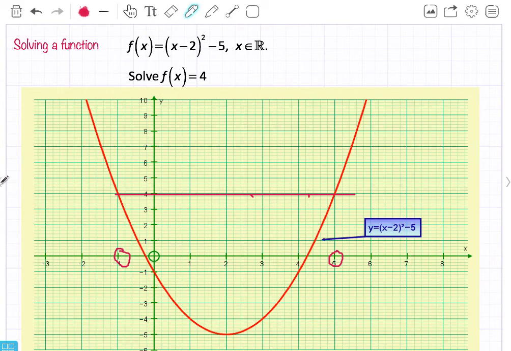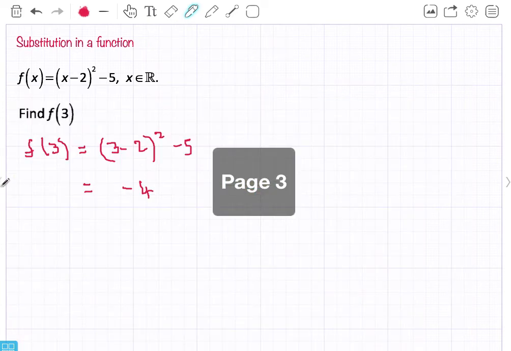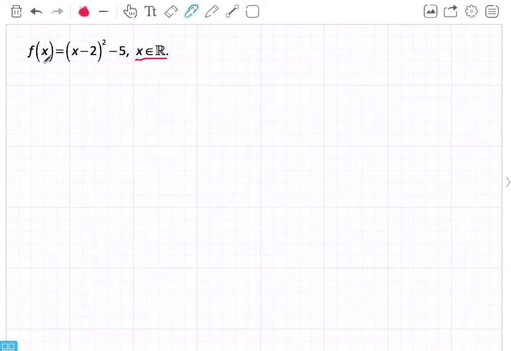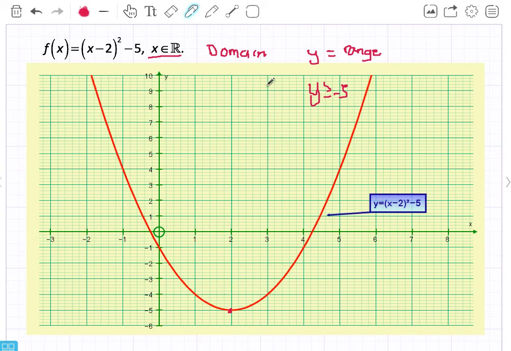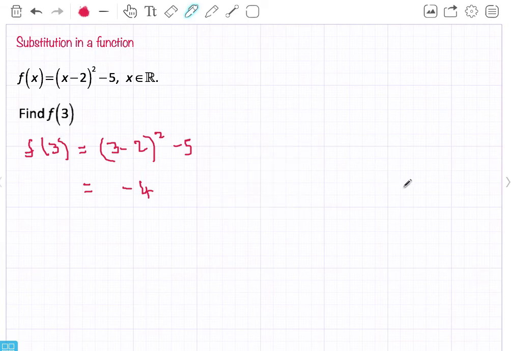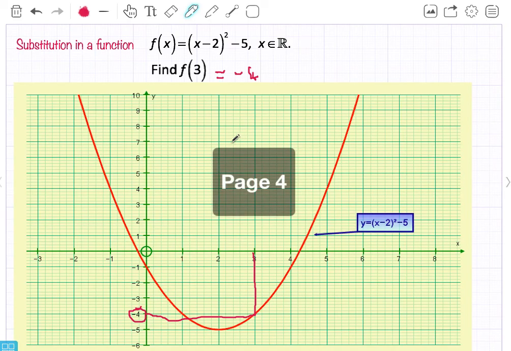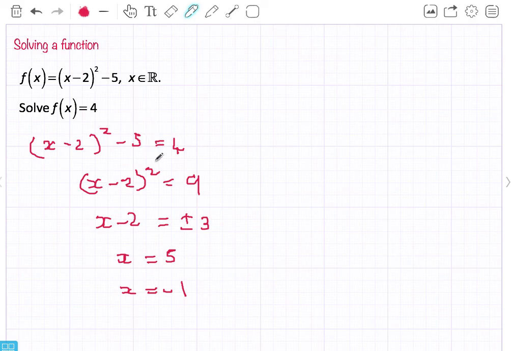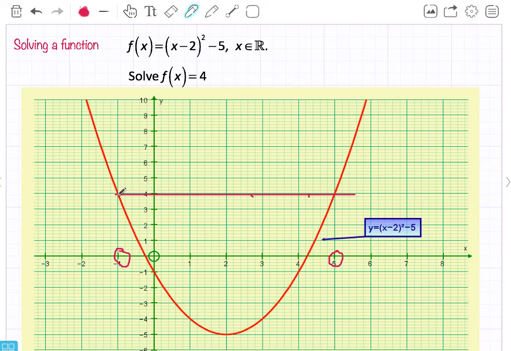So just to recap, you should now know what a function looks like, what the domain is, what the range is, the y numbers, how to substitute a number into a function, and how to substitute a number into a function with a graph: x goes in, y comes out. How to solve a function using algebra, and how to solve a function using a graph: you look at the y number and you work out the x number.